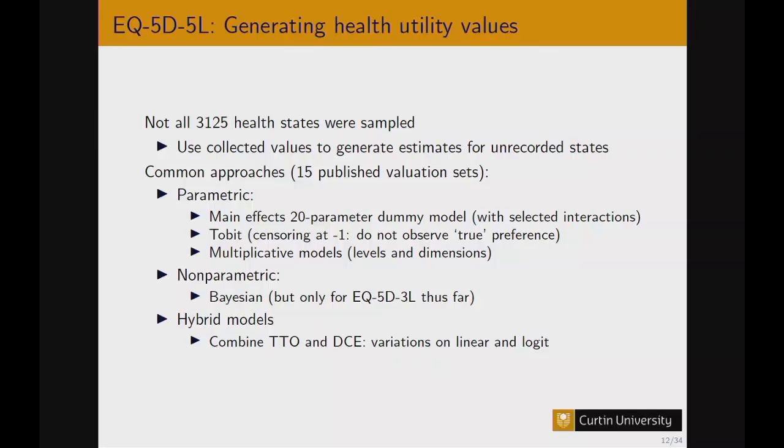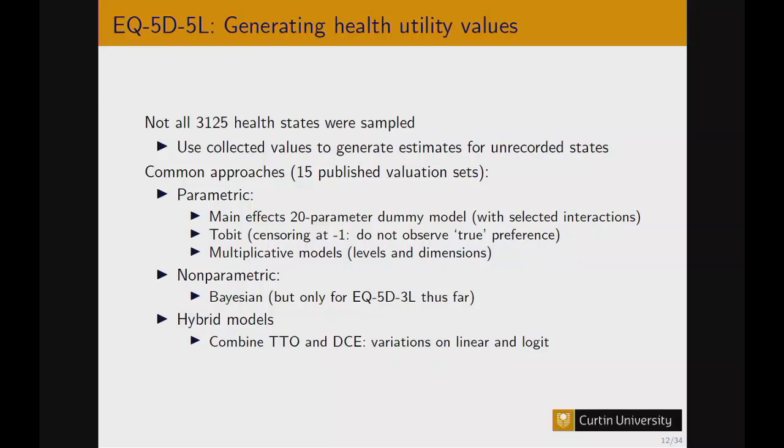Mostly parametric approaches. So you see a main effects 20-parameter dummy model, where every dimension and level of health is a dummy variable, and we just feed that in. So that's a main effects model. Then there are selected interactions you'll see appearing in these models. It differs across different populations, so there are different algorithms that show up in every country. You also see a Tobit model sometimes, so there's a censoring at -1 in this model. So we maybe don't observe the true preference for worse than dead health states. And then there are a few multiplicative models that have been argued for, that are linear with some multipliers on the end.